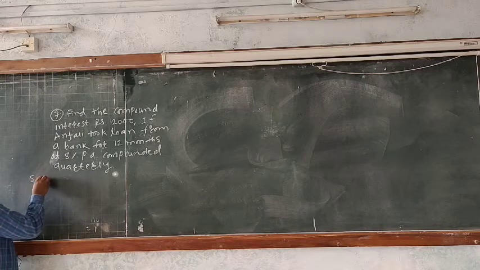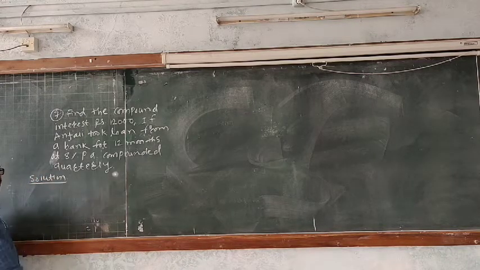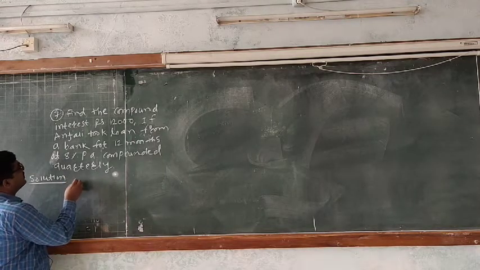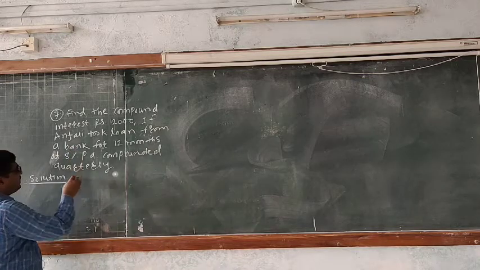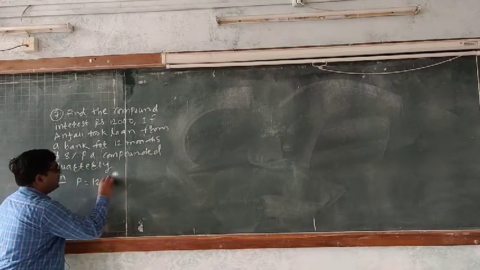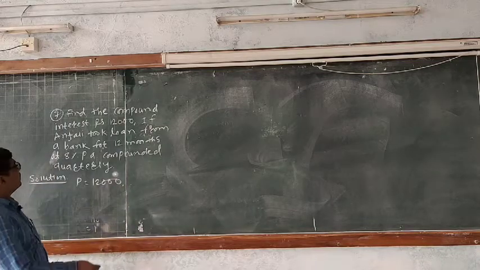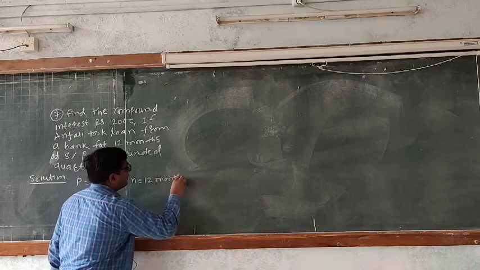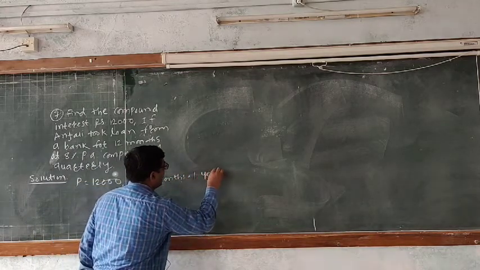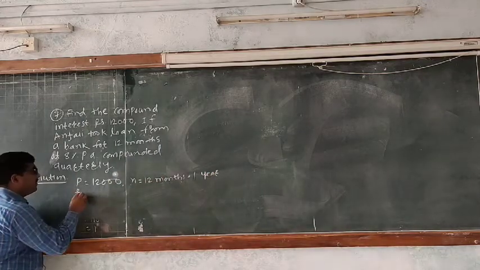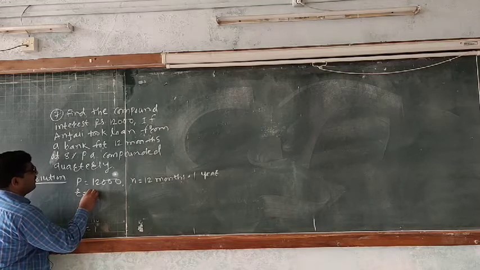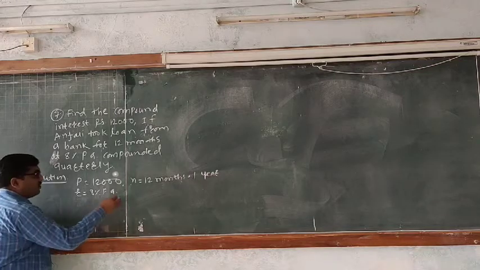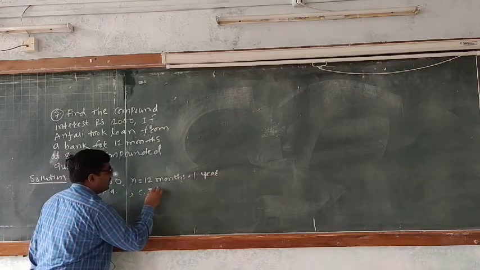Solution. First write down the given terms. What is given? Principal P is 12,000. N is 12 months, that is 1 year. R is 8% per annum. What we have to calculate is the compound interest.